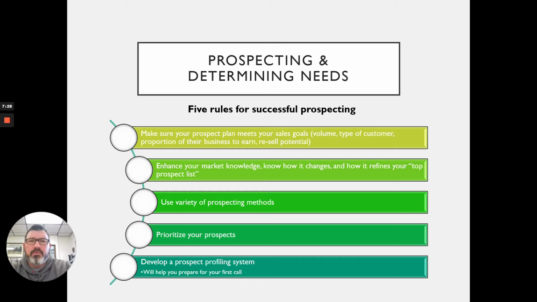And then develop some kind of prospecting profiling system. Know who your top prospects are, who your secondary prospects are, who your bottom of the list prospects are. But they all need to be profiled and prepared carefully, because it's going to help you prepare for your first calls to each of those. You're never going to tell them. Everybody publicly is going to be your top prospect. But that helps you create goals for yourself.